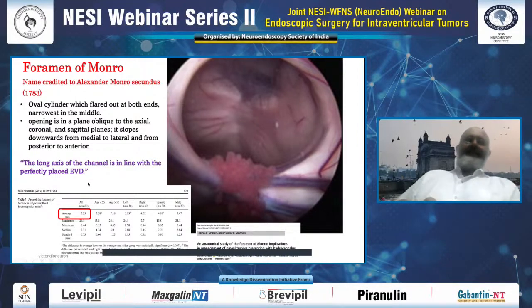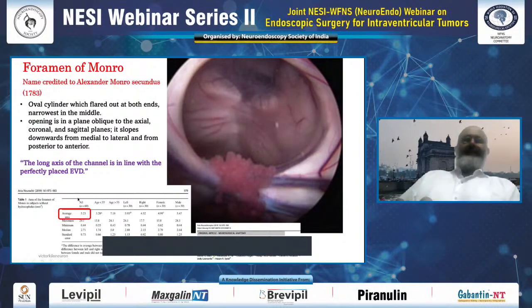A good way of describing the axis would be that it is in line with the perfectly placed EVD, and this underscores the need for placing our burr hole for entry with a rigid endoscope, especially for anterior third ventricular procedures. This paper incidentally shows the average area of a normal foramen of Monro, which is around 5.23 millimeters square.